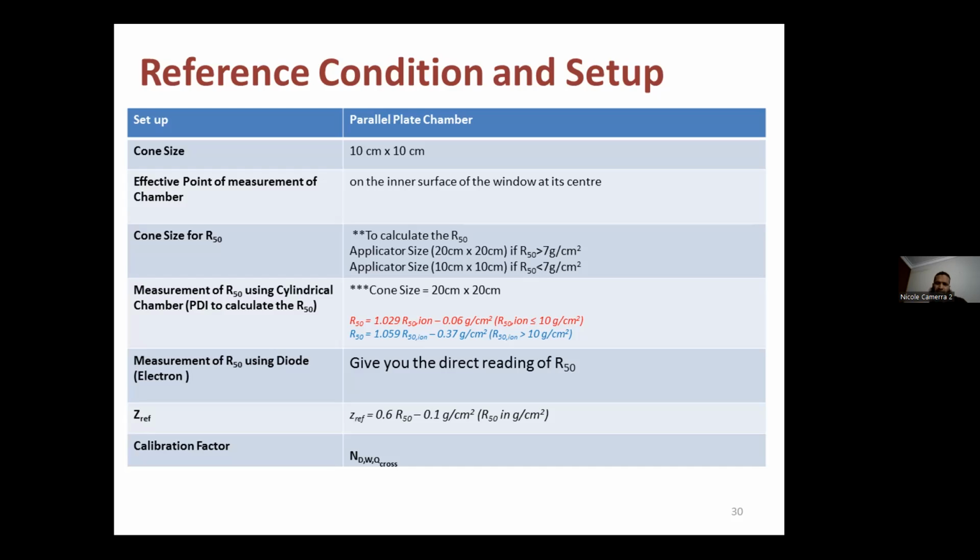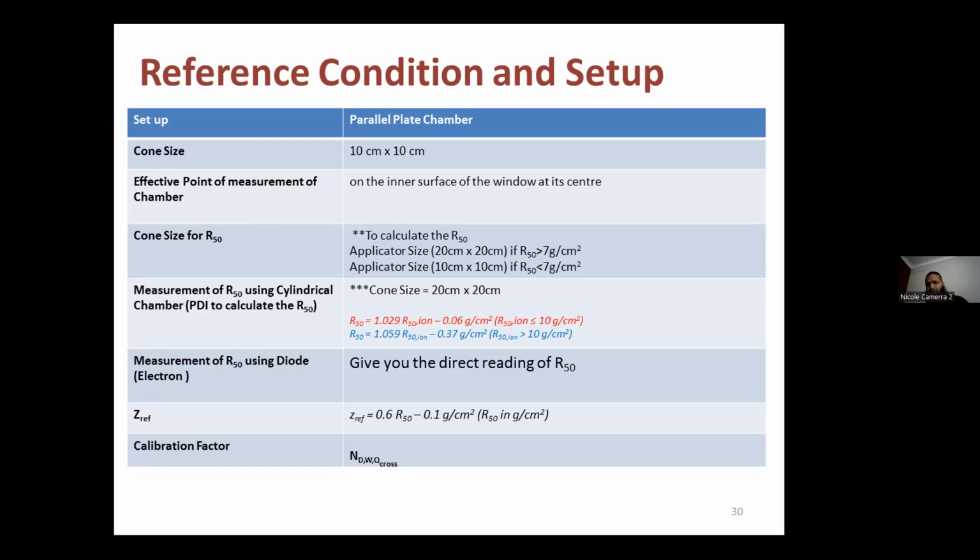One more thing: if anyone has studied the output factors for electrons, you will see how they change as you change your field size. Then you will understand what is happening there. It is actually the scatter conditions from the applicators themselves, which can contribute to the central axis a lot when you are doing PDDs or percentage depth ionization curves. So the recommended cone size is 20 by 20 for measurement of R50 using a cylindrical chamber.